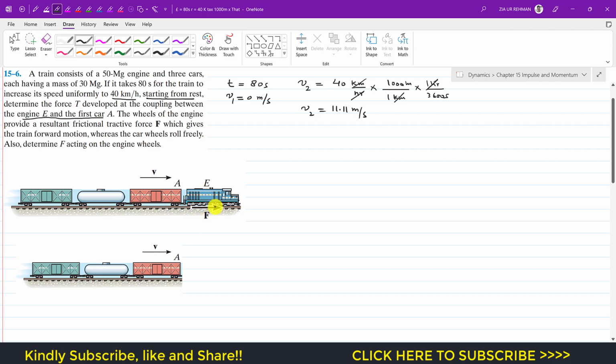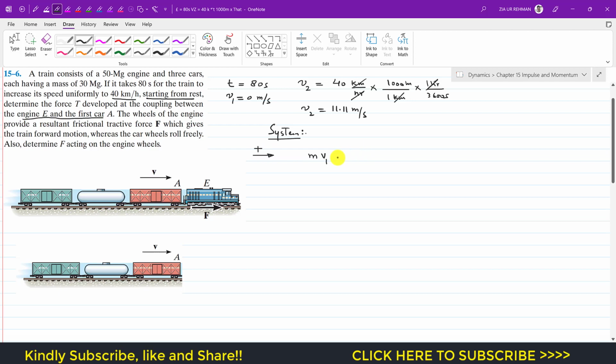So to find this F, we have to consider this whole system along with the engine. So we need to apply the principle of impulse and momentum for this whole system. Let me write that we are considering whole system, or we can say that along the engine E. So for that, if I write the principle of impulse and momentum, so that will be MV1. And remember that we are considering this in the horizontal direction. This is our positive direction.